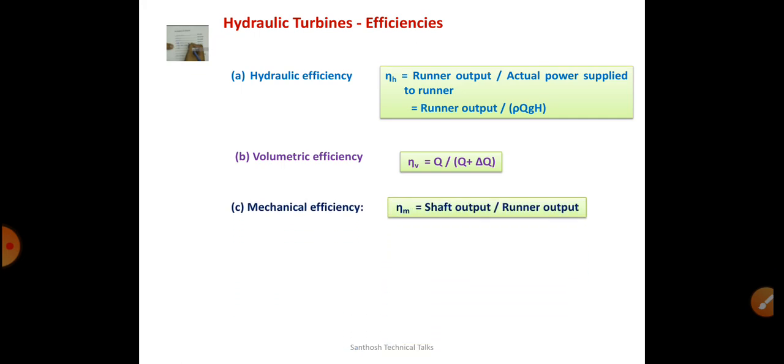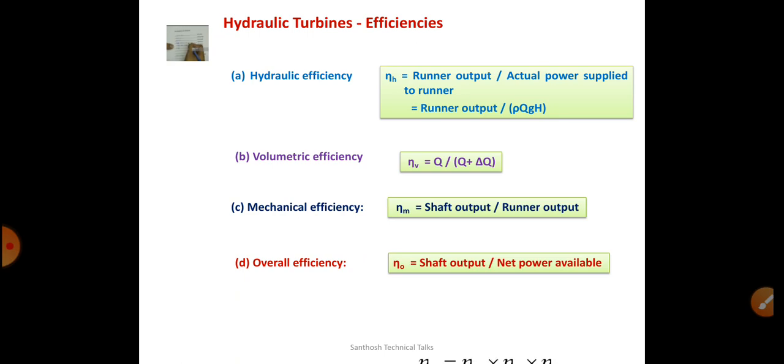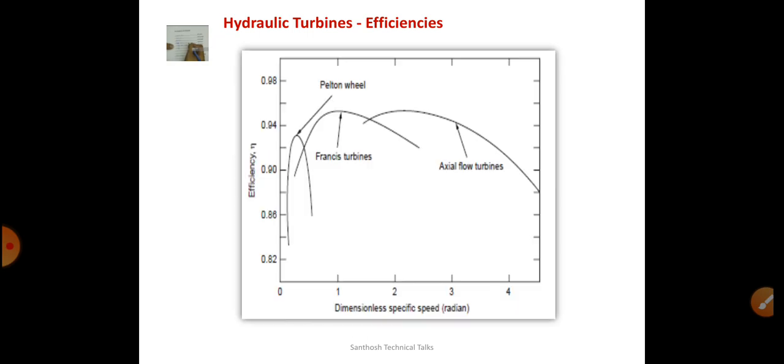Next is the mechanical efficiency. It is the ratio of shaft output to the runner output. So that is called mechanical efficiency. And overall efficiency is the shaft output to the net power available. So the overall efficiency is the mechanical efficiency times hydraulic efficiency times volumetric efficiency. That is called overall efficiency. So these are all the turbine efficiencies with their types.